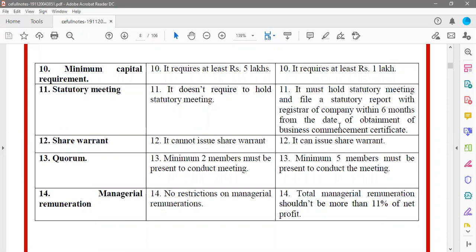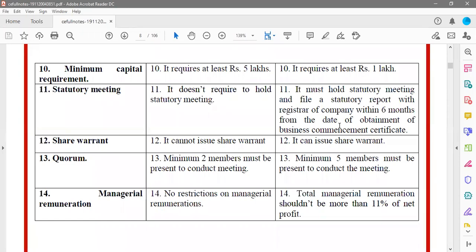So that is why, in the first 6 months, a public company compulsorily has to hold a meeting and file a report saying, we have met with the shareholders and they have approved all of this, and now I am reporting it to you through the ROC. So that is your statutory meeting. Then coming to the share warrant.